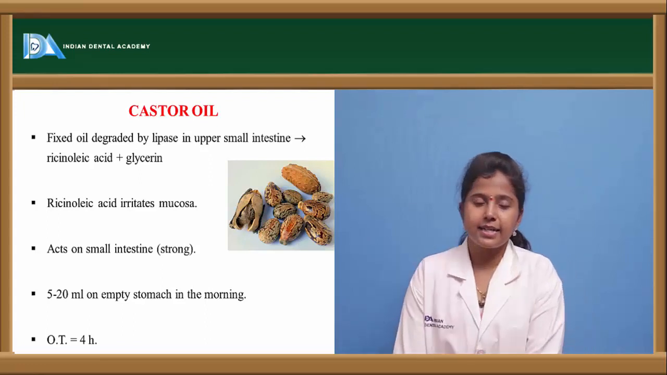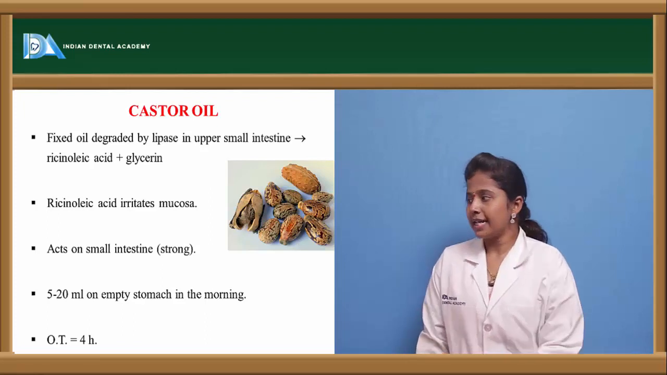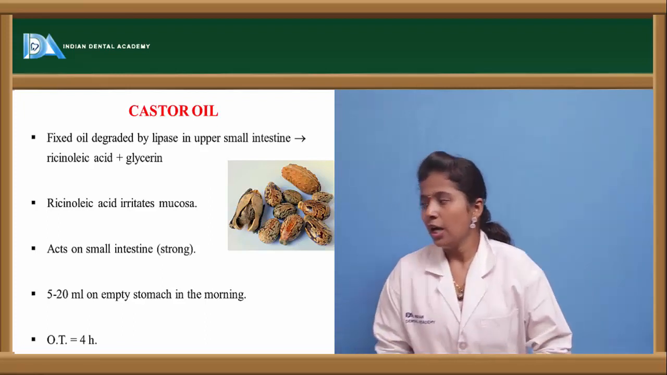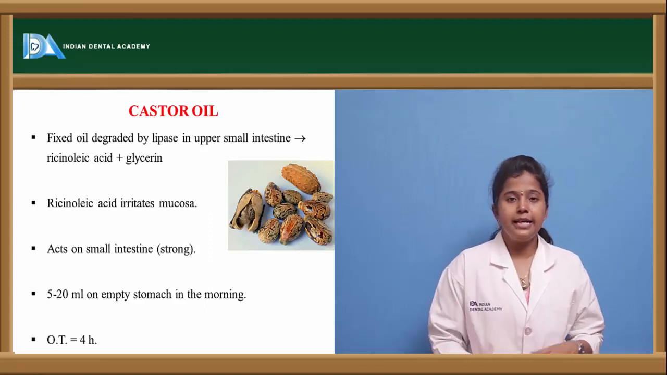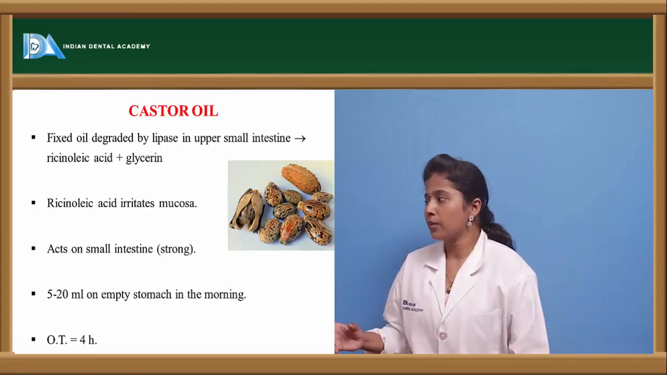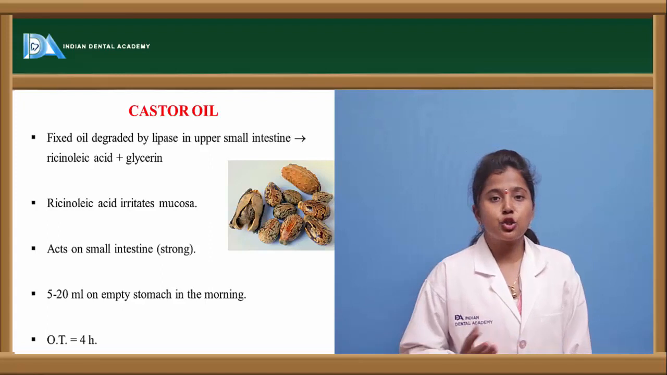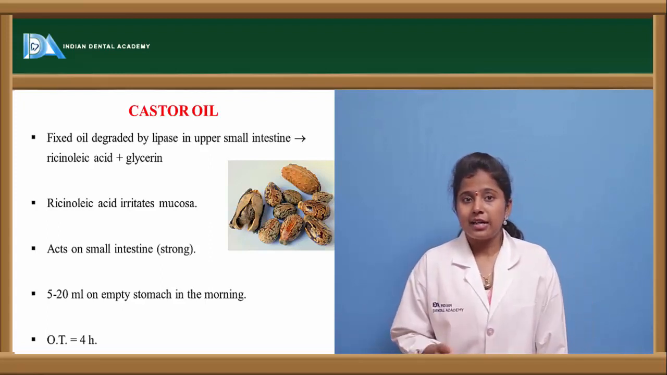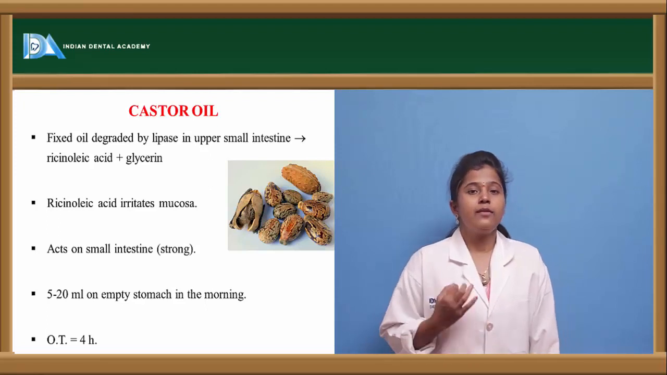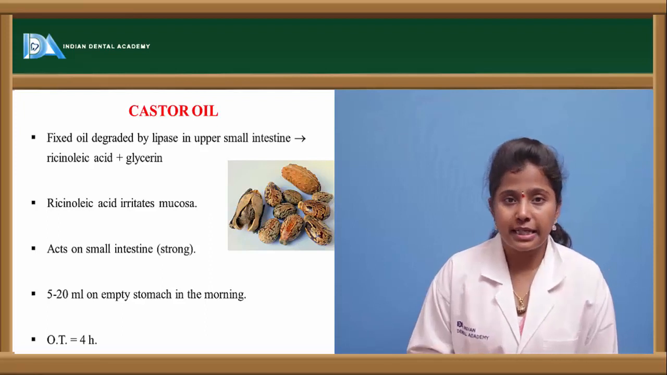And the next drug under the stimulant purgatives is castor oil. This castor oil is a fixed oil degraded by lipase in the upper small intestine. So when castor oil is taken into the body, it degrades into glycerin and ricinoleic acid. Castor oil as such does not act. When it gets degraded and forms ricinoleic acid, this ricinoleic acid is the active compound which exerts the action of purgation, or which exerts the peristalsis movement.